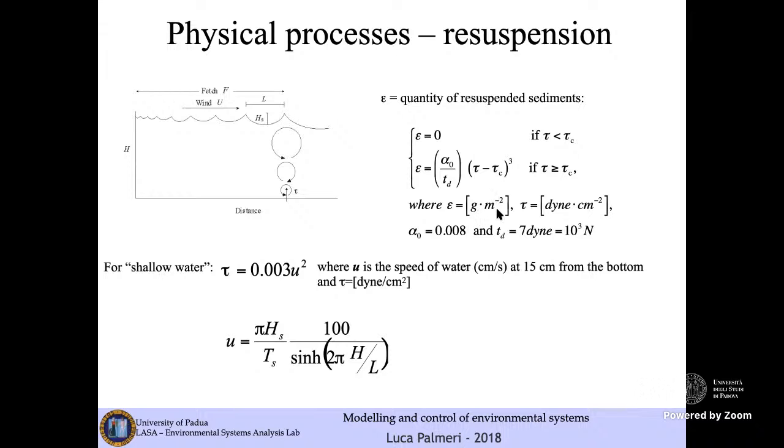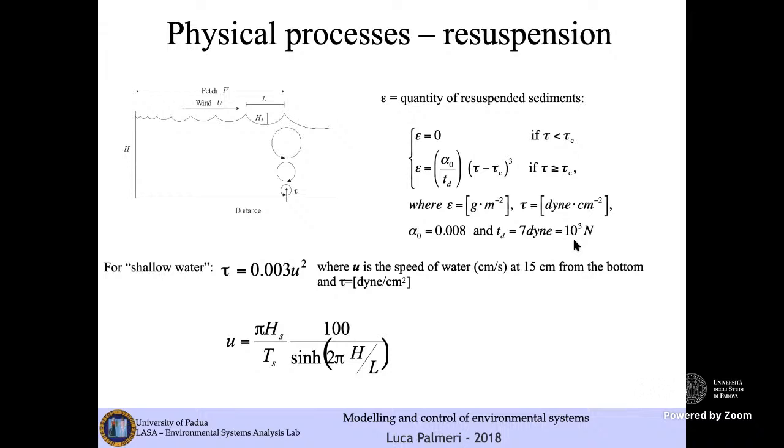Epsilon is generally measured in grams per square meter, while tau, that is a force, the shear stress, is generally measured in dyne per square centimeter. Customarily, the constants that appear in this model are these: alpha 0 is equal to 0.008, and tau D is equal to 7 dyne, that is equivalent to 1000 newtons, more or less.